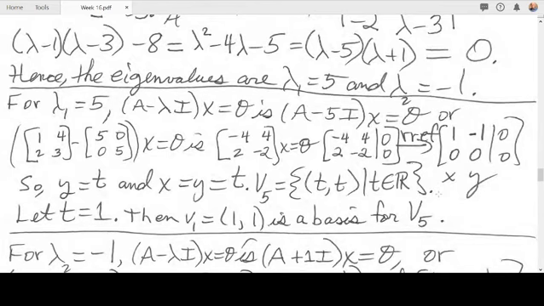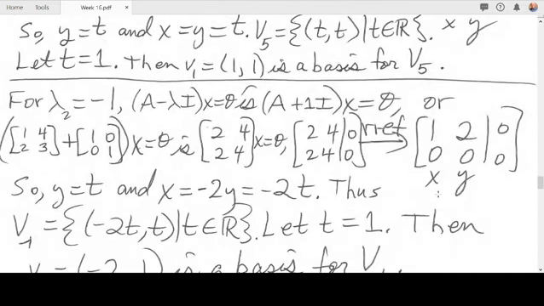So the solution space V5 is the set of all ordered pairs (t, t), where t is any real number. So I can choose t to be any non-zero real number. The simplest choice is 1. So if I choose t to be 1, then v1 equals (1, 1) is a basis for V5.